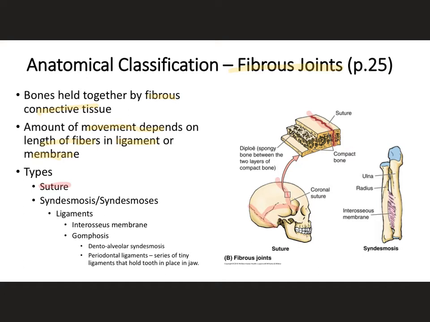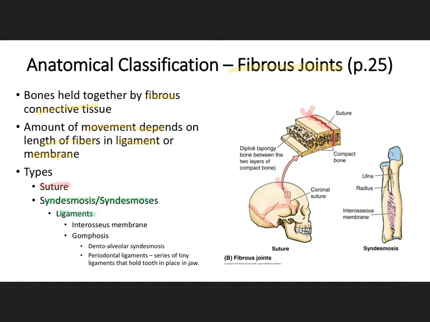Sutures start out as a flat membrane. We'll see this when we do bone formation. And they slowly are replaced by bone and shorten, coming together to make this tight joint right here. Now, the second kind of fibrous joint is a syndesmosis. The plural is syndesmoses. And syndesmoses are ligaments.